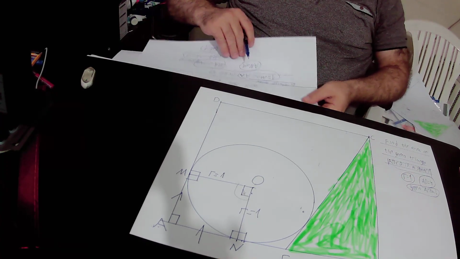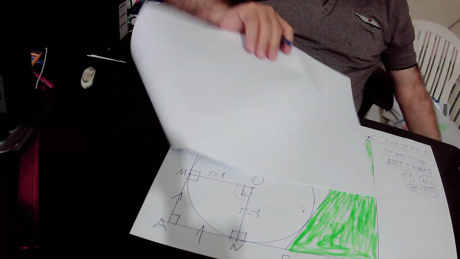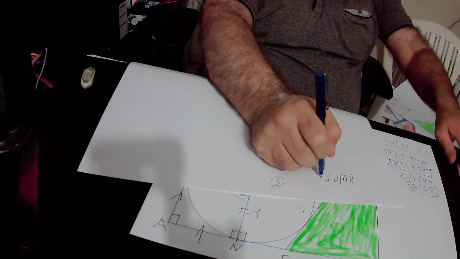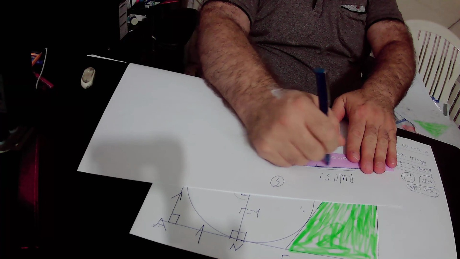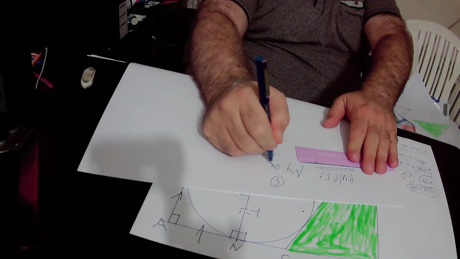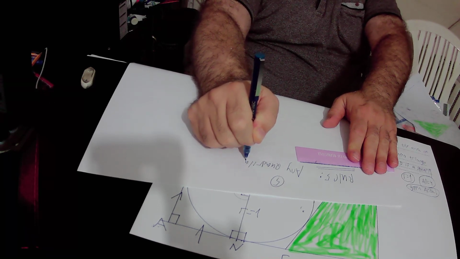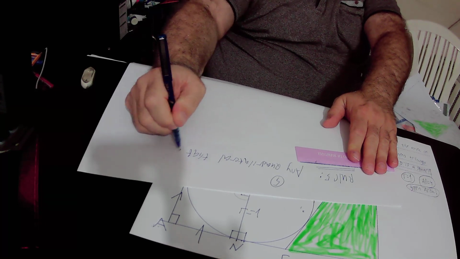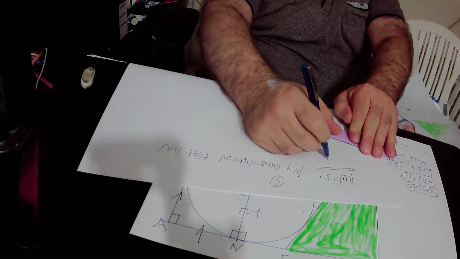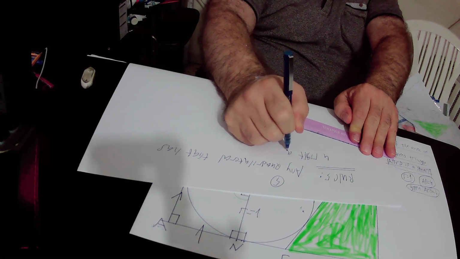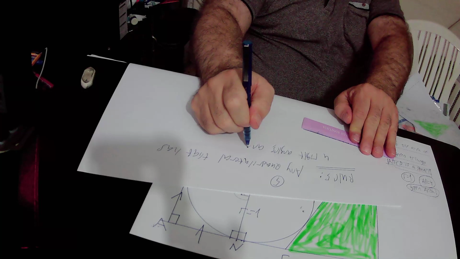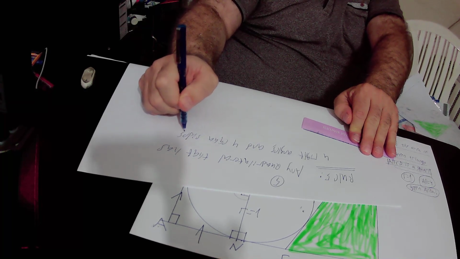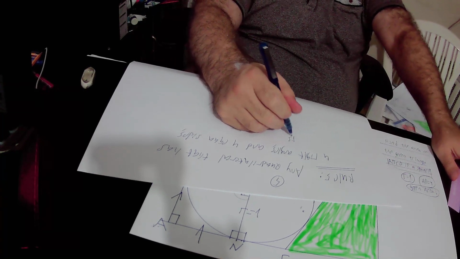And we also have rule number 5. According to rule number 5, any quadrilateral that has 4 right angles and 4 equal sides is a square.